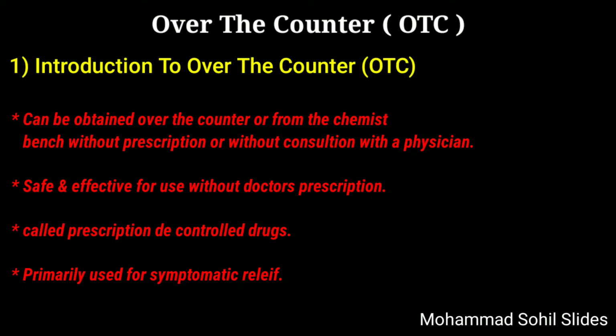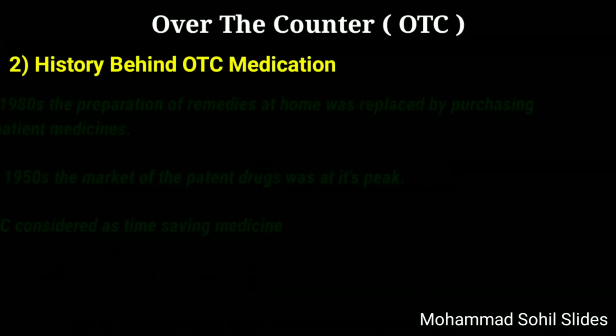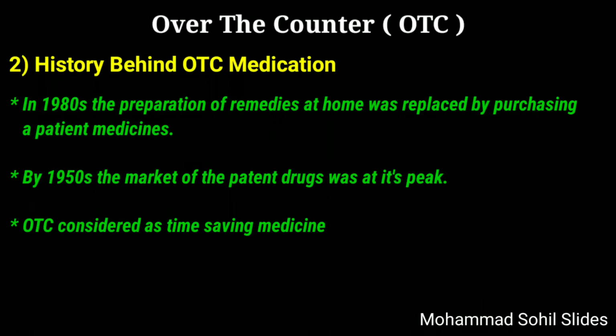Now what is the history behind OTC medication? In the 1800s, the preparation of remedies at home was replaced by purchasing of patent medicines. By the 1950s, the market of the patent drugs was at its peak. OTC considered as time-saving medicines. Some patients do not want to spend much time at physician clinics. Lesser number of side effects compared to prescription medicines. So this is the history behind over the counter medication.